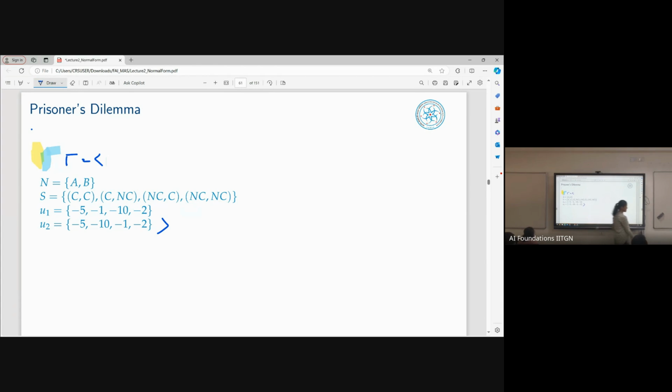I hope the gamma is clear. N is the number of agents, S is the strategy profile, U are the utilities.